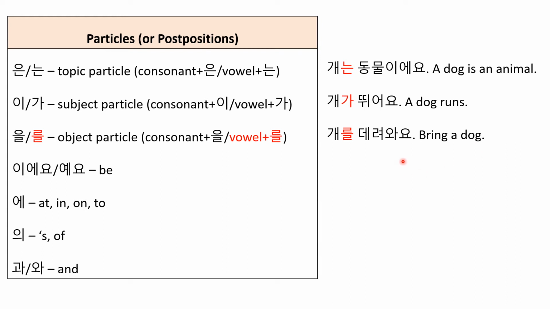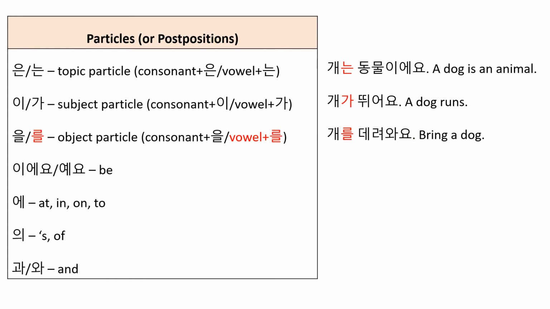Remember that verbs come last in Korean sentences. In English, verbs come before an object. But in Korean, verbs always come last.